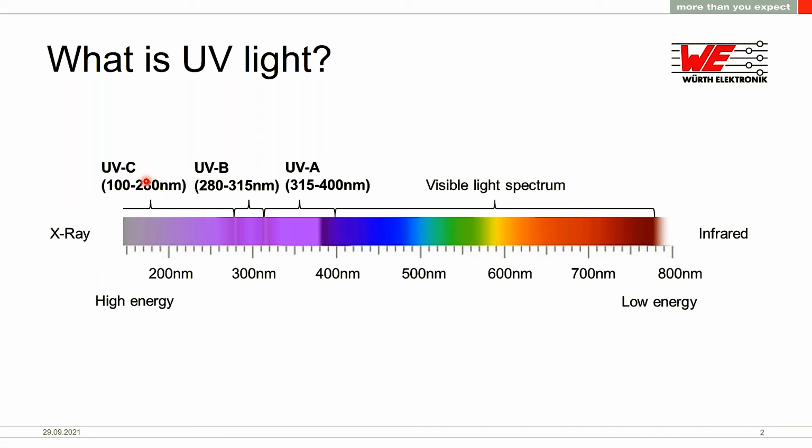So you see UVA has a wavelength from 315 to 400 nanometers, and it has less energy than, for example, UVB or UVC light. And due to this high energy of the UVC light, it's also so powerful for disinfection.